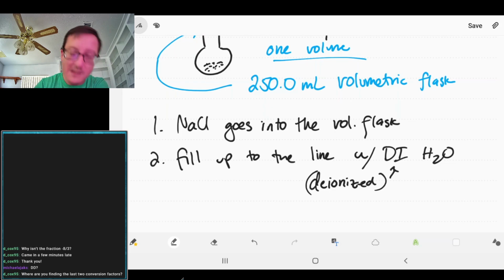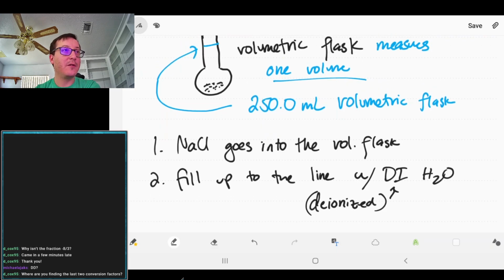Deionized water just means it's essentially pure water. We've gotten rid of all the stuff in the tap water. Tap water has all these calcium and magnesium and chlorine and all that. So we have to deionize our water so it's pure, so that we end up with just what we want.